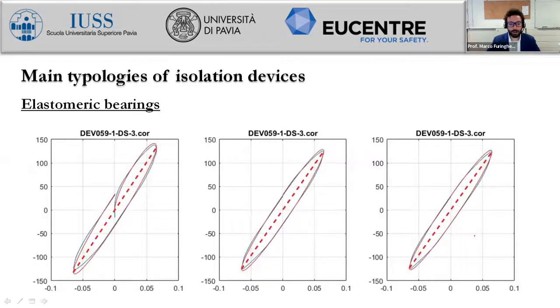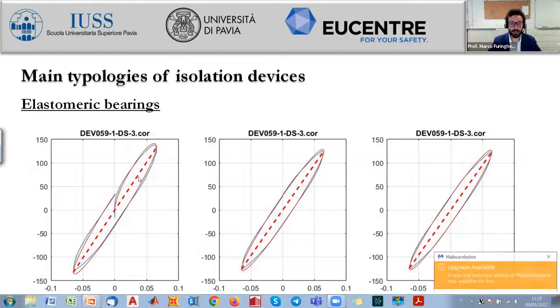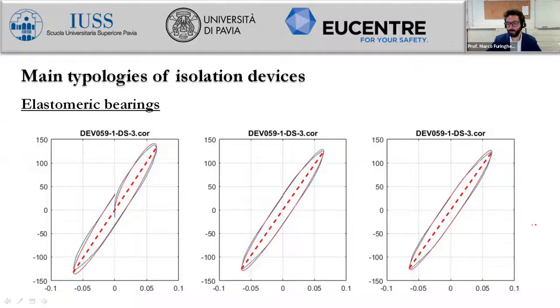And this is a comparison of realistic experimental data returned by a full scale device, which is the blue line, and the numerical simulation of the behavior. And you see that they are ellipsoidal shapes, but they are rotated with respect to the tangent, the secant stiffness. So this is something like a linear spring with a linear dashpot. These are the easiest bearings that we can consider, because the other two typologies that we are going to see later on are much more nonlinear.